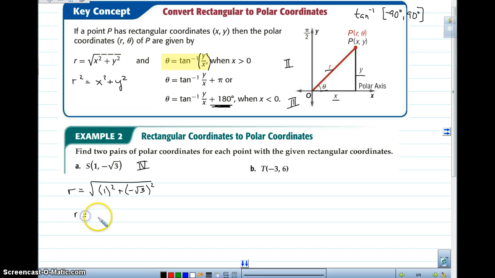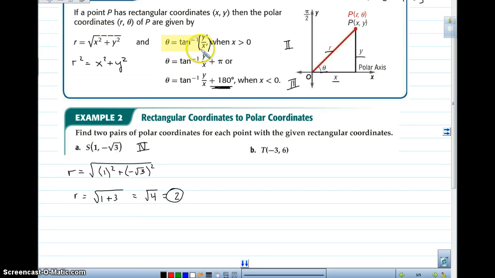And so you end up getting r is equal to the square root of 1 plus 3, which is the square root of 4, which is 2. So that's my radius. And now I need to solve for the angle of rotation. So we're going to use our theta formula. Theta is equal to the inverse tangent of y over x, and the y coordinate was negative square root of 3. And the x coordinate was 1.